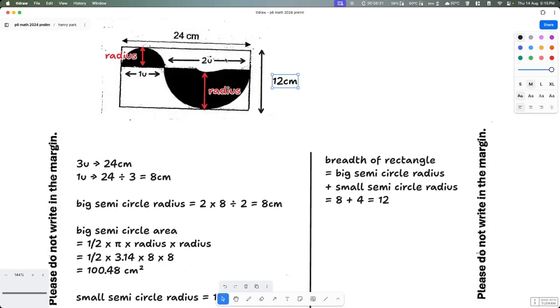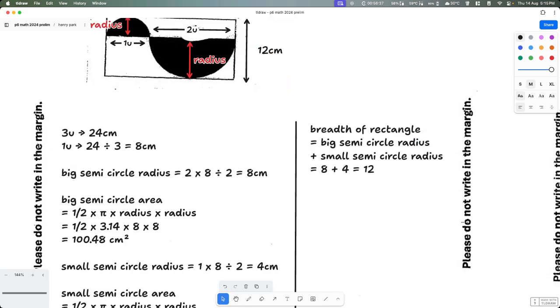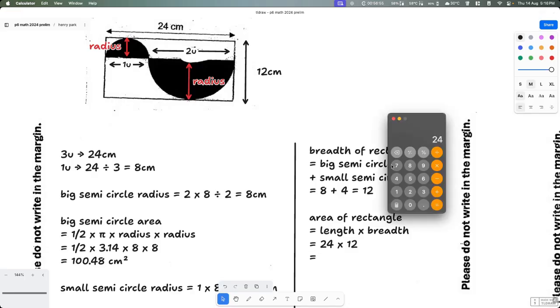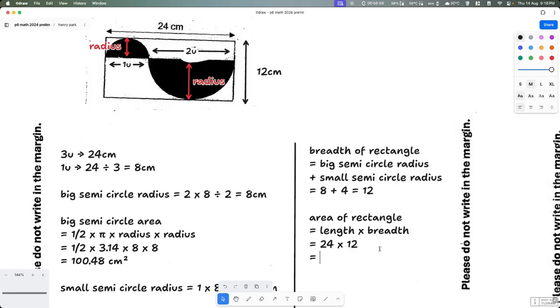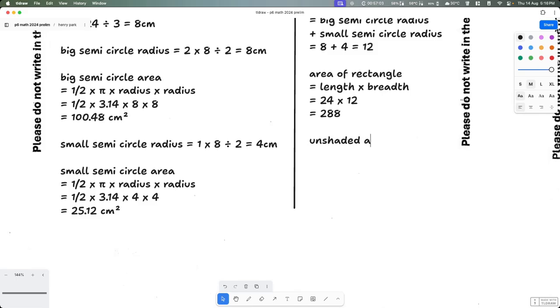So it's just basically half, right? Because radius is just half of the diameter. So that means area of rectangle is equal to length times breadth, which is 24 times 12, which is equal to 288. So shaded area is equal to 288 minus 148 minus 25.12.